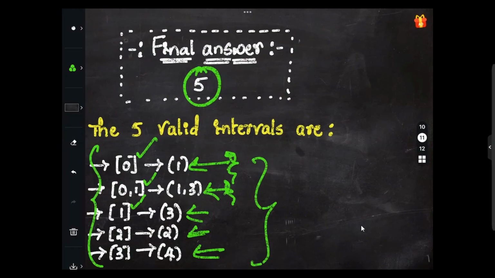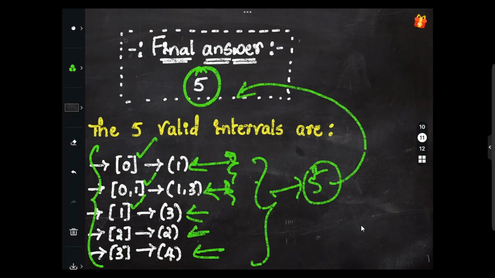We don't have to worry about this, we just have to return the total number of valid intervals that don't include any forbidden pair, right? These are basically the valid intervals, and we have to return only the total number of valid intervals, not the intervals themselves. So these are the 5 valid intervals that don't include any forbidden pair. This we need to return here.